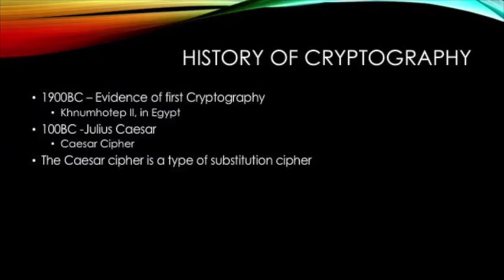The first known evidence of the use of cryptography was found in inscriptions carved around 1900 BC in the main chamber of the tomb of the nobleman Khnumhotep II in Egypt. Now let's fast forward to 100 BC. Julius Caesar was known to use encryption to deliver messages to his army.